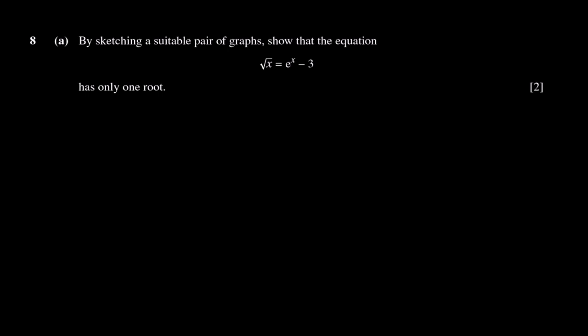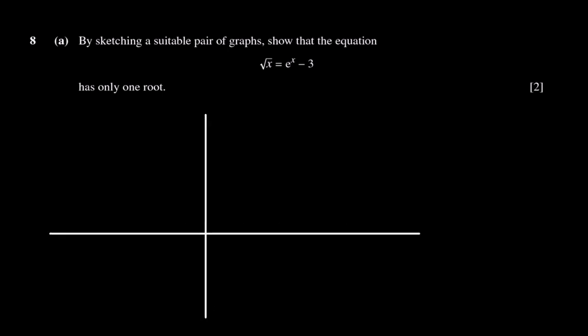Now, let me just start with the graph of e to the x, right? So hopefully you should know that the graph of e to the x looks like this. It goes through the y-axis at 1, and it's got an asymptote on the x-axis. So that graph is going to look something like this.